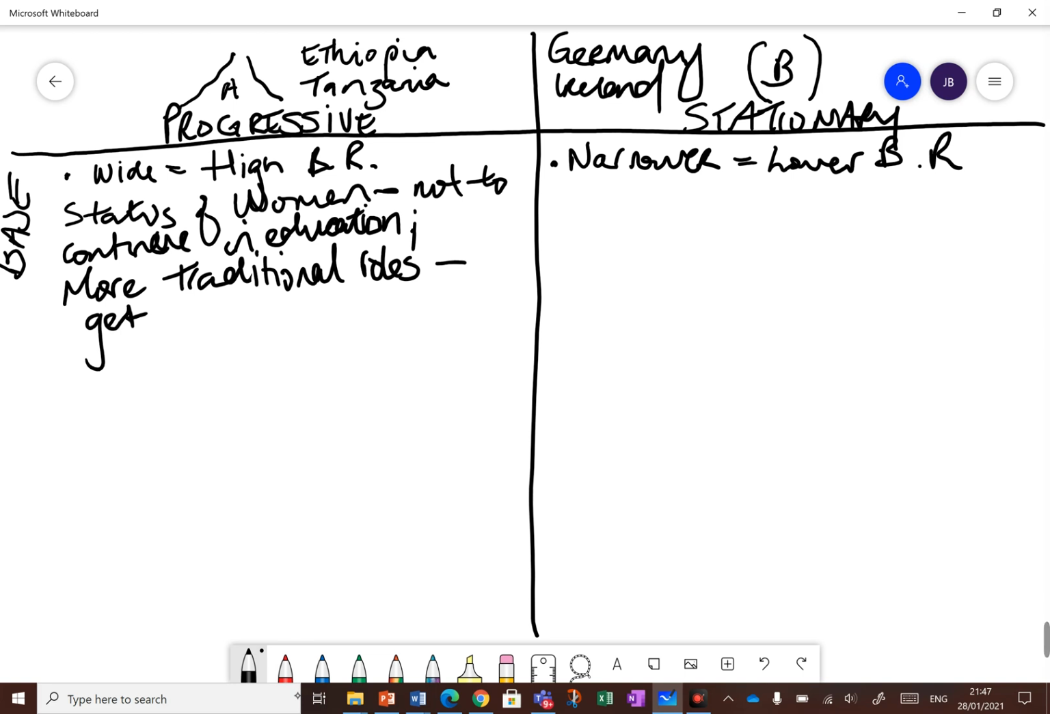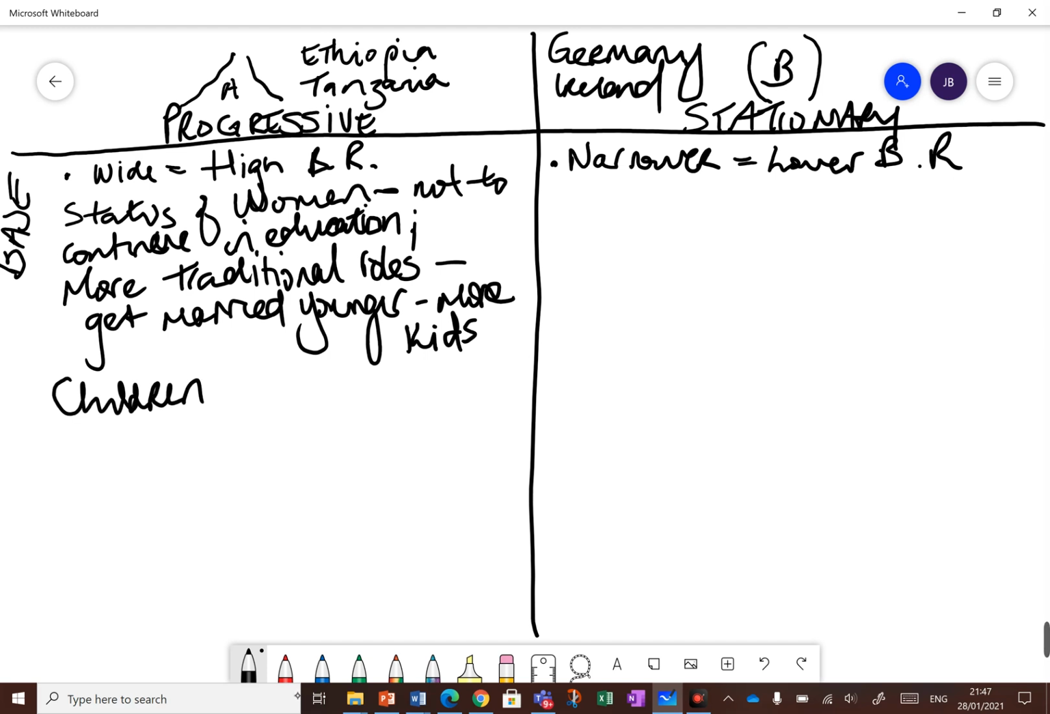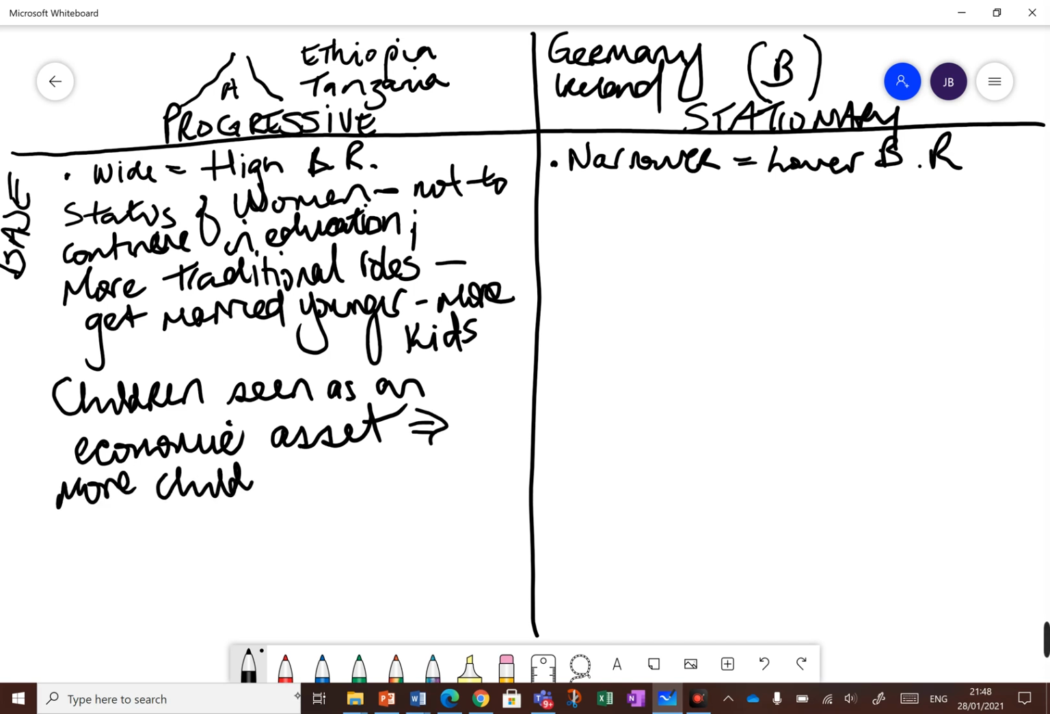So they tend not to continue in education. They have more traditional roles, so get married younger. More kids. Children seen as an economic asset. Therefore, more children means greater security into old age.